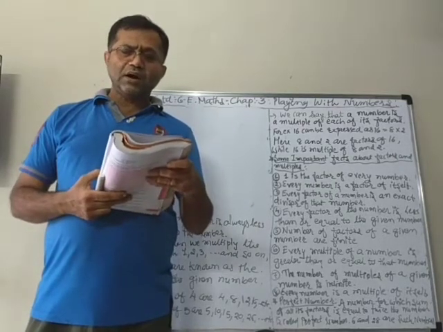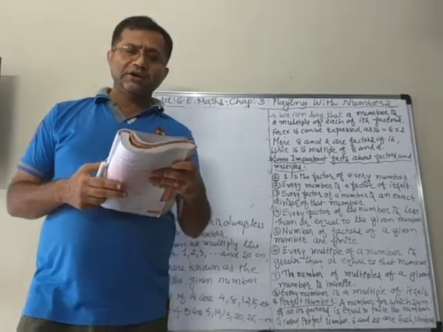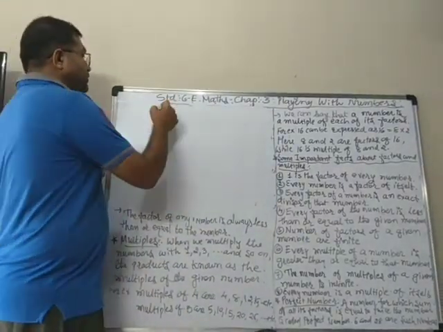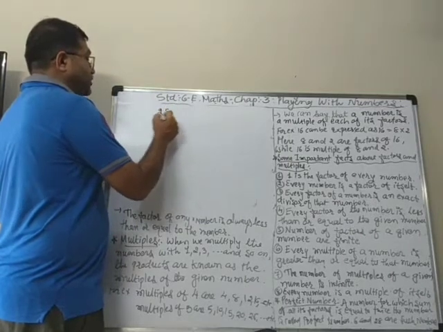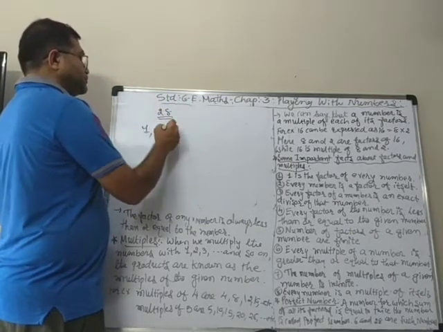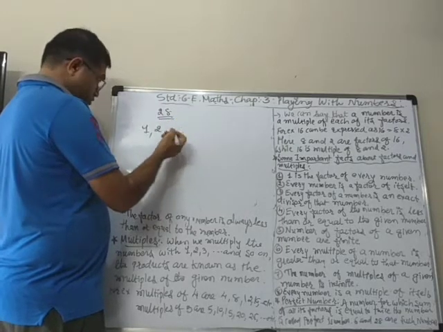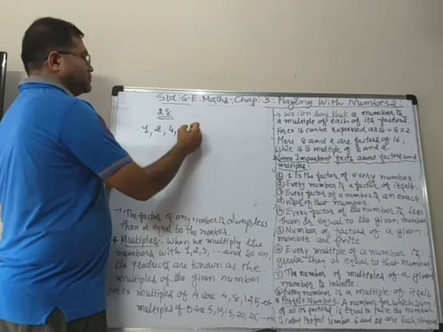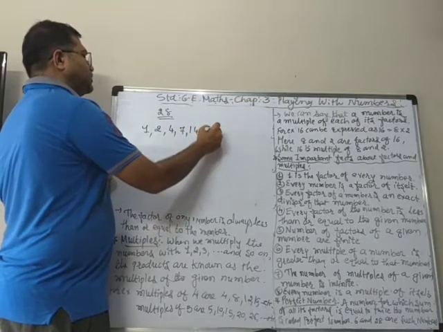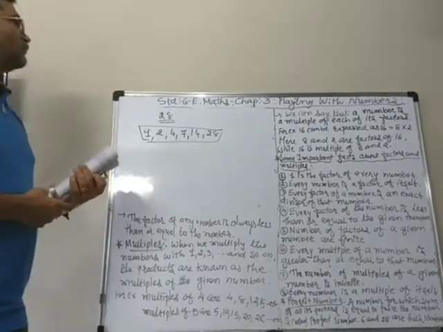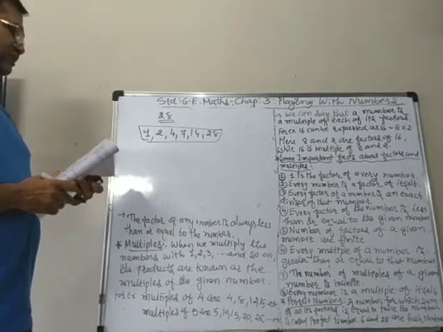The sum of the factors of 28. Suppose we take the number 28. What are the factors of 28? 1, 2. Is 3 a factor? No. 4, 7, 14 and 28. So 1, 2, 4, 7, 14 and 28.